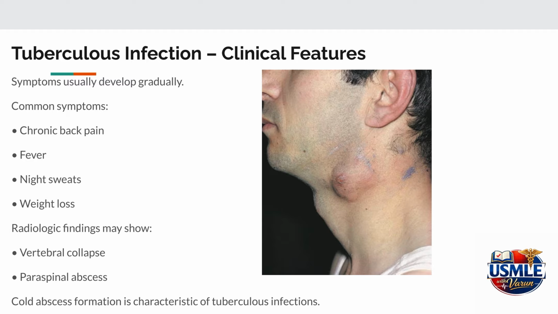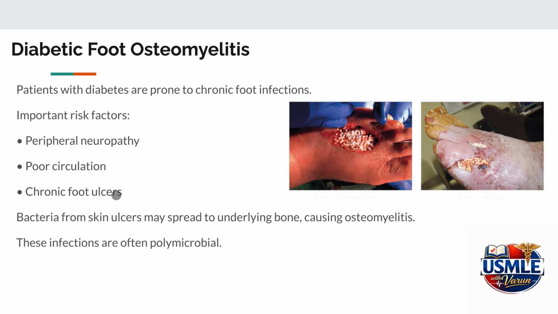So, in tuberculosis infection of the spine, or Pott disease, there might be a possibility of cold abscess formation. Whenever there's a cold abscess, it's definitely a characteristic feature for tuberculosis infection. It's called a cold abscess because there's none of that intense redness and warmth that is seen in typical bacterial infections.